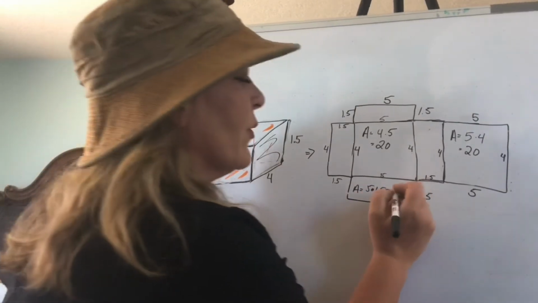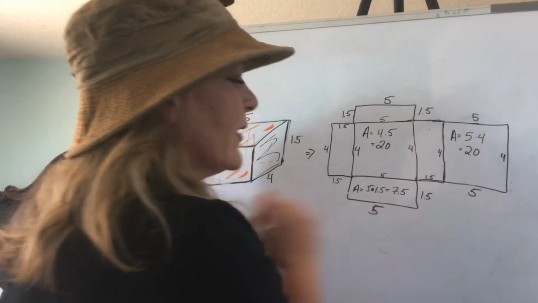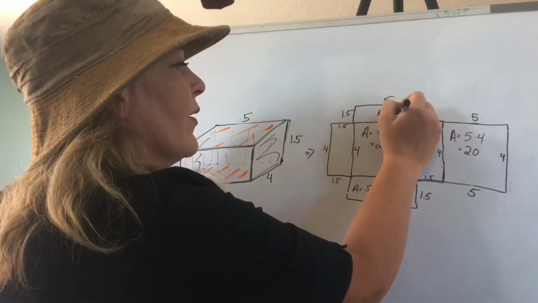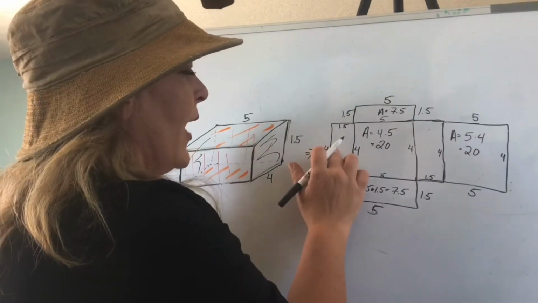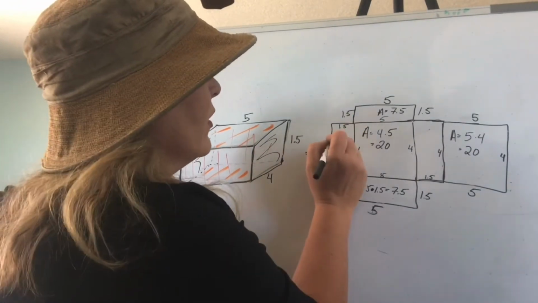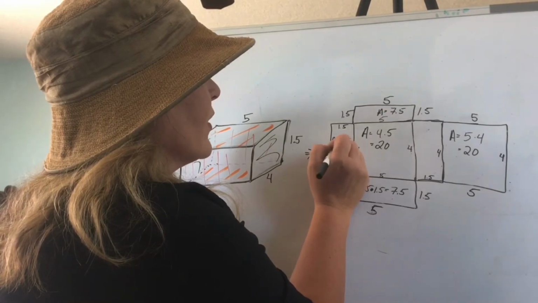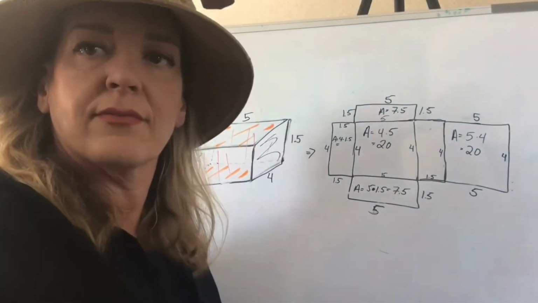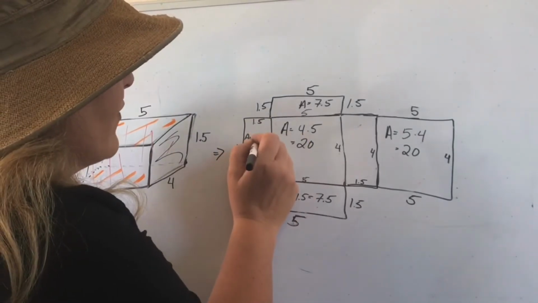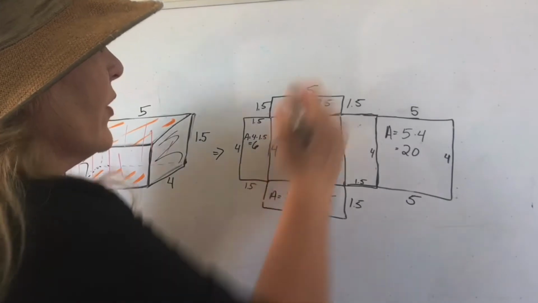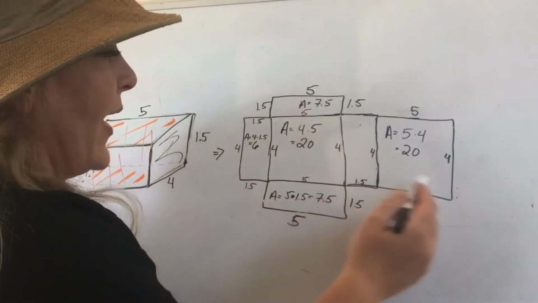And 5 times 1.5 is 7.5. So this area up here is going to be 7.5. And this last one is 4 times 1.5. And 4 times 1.5 is 6. And let's remember these are all square units, okay? So square units abound. Now I just add up the difference.